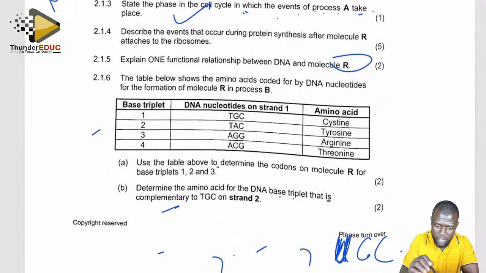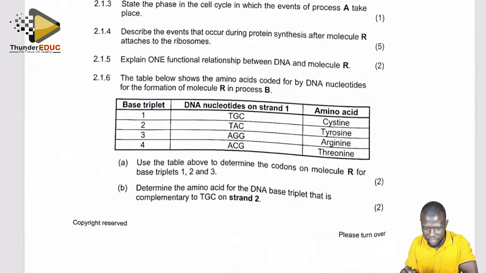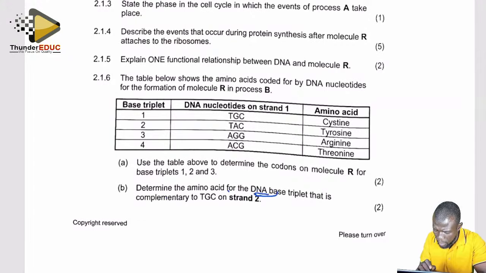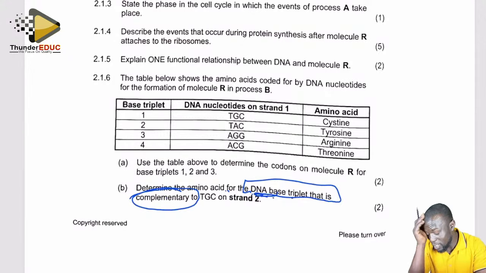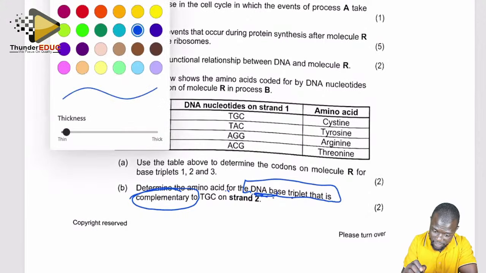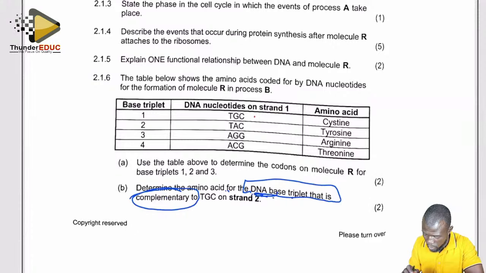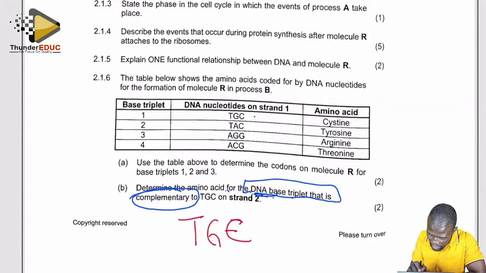Let me first clear it up so that I don't make a small mistake. Yes, they're saying determine the amino acid for the DNA base triplet that codes for that. Oh, you see, that is complementary. Guys, make sure that you're always keen. They're saying complementary. This is C. So what is the complement of this?